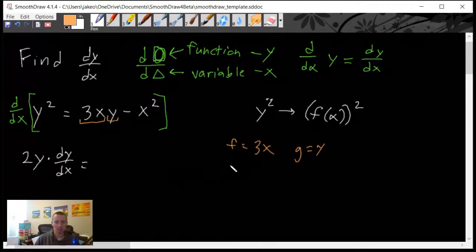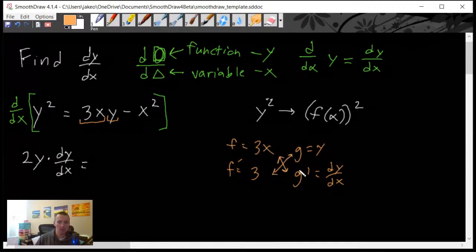This formula right here is just the product rule formula, which basically just tells us to find the derivative of f times g, 3x times y. We need to figure out the derivative of each of those pieces, first of all. So the derivative of 3x with respect to x, we're taking d dx, is just 3. And then the derivative of y, again, is just going to be dy dx. And then product rule says that we're basically going to multiply these across and then add them together.